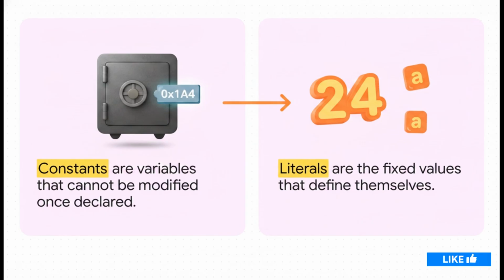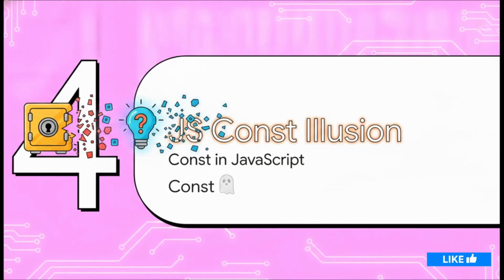A literal, on the other hand, is the raw fixed value you put inside the safe. The literal is the actual number 24, or the character A. The constant is the container, the literal is the content. Make sense? Which brings us to the twist in our story.